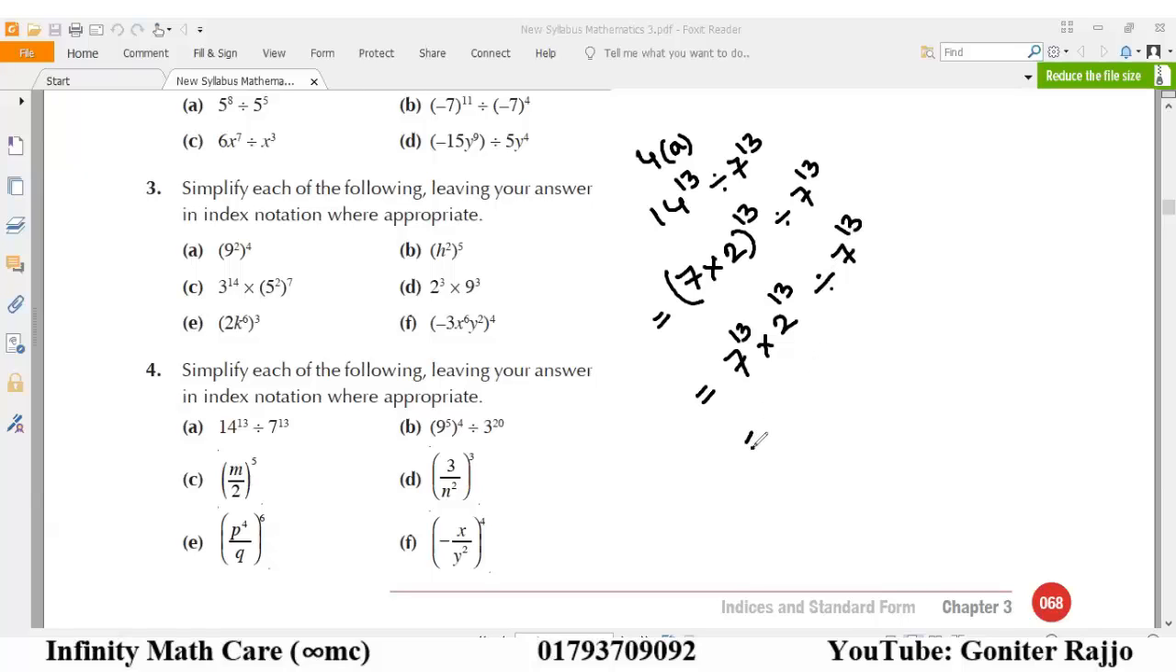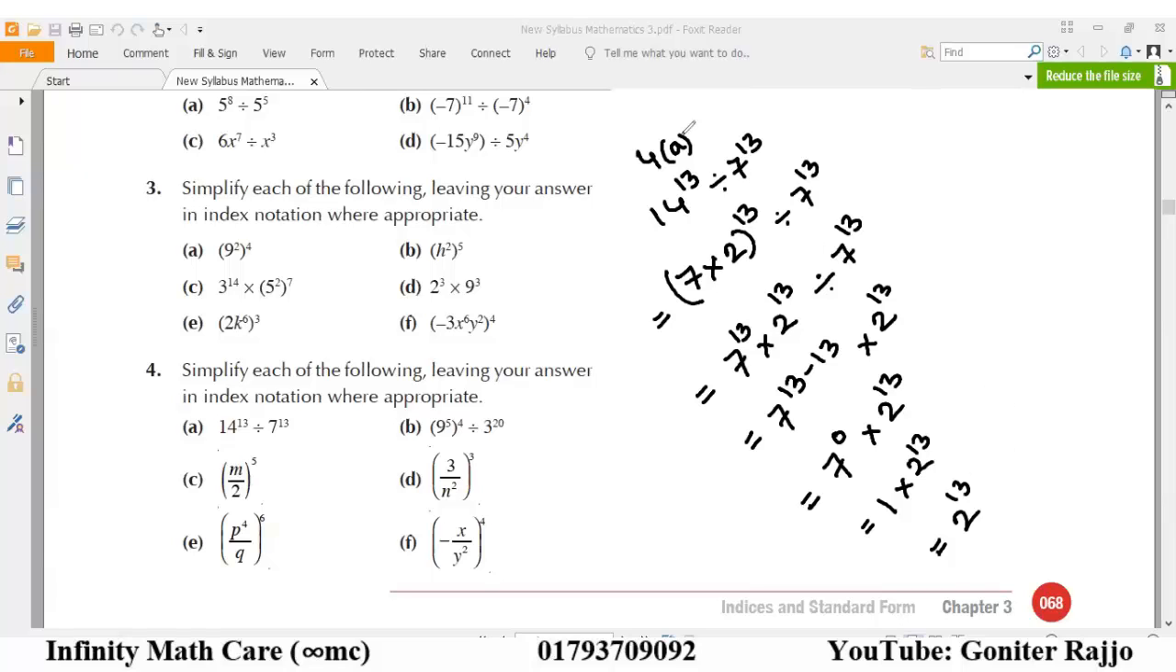So here we can write 7 to the power, look, 7 and 7, both bases are the same. So we can subtract the power. So 13 minus 13, multiplied by 2 to the power 13. So 7 to the power 13 minus 13 should be 7 to the power 0 multiplied by 2 to the power 13. And what is 7 to the power 0? That will be 1. So 1 multiplied by 2 to the power 13, so the final answer should be 2 to the power 13.